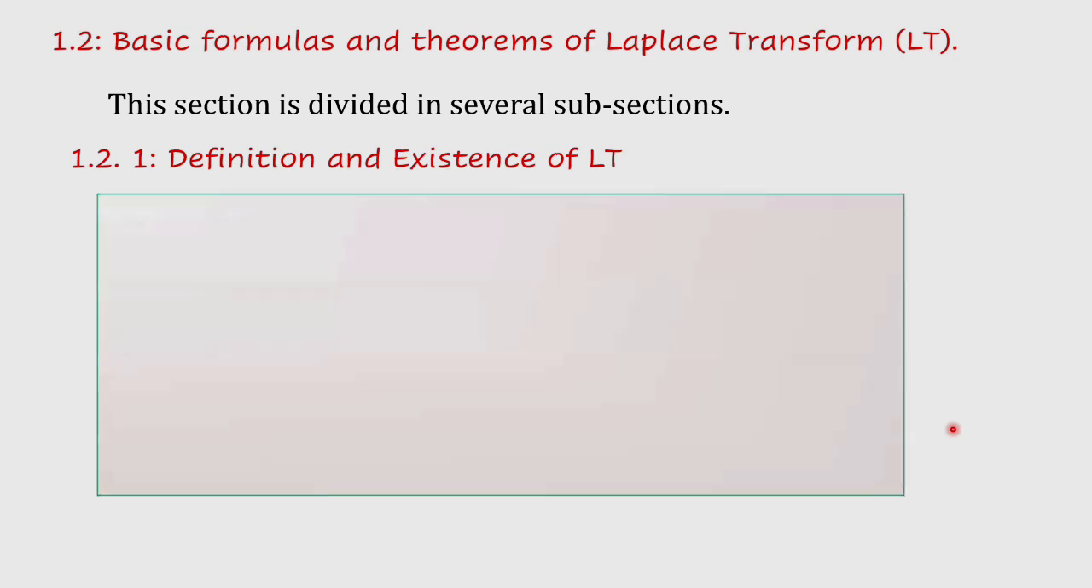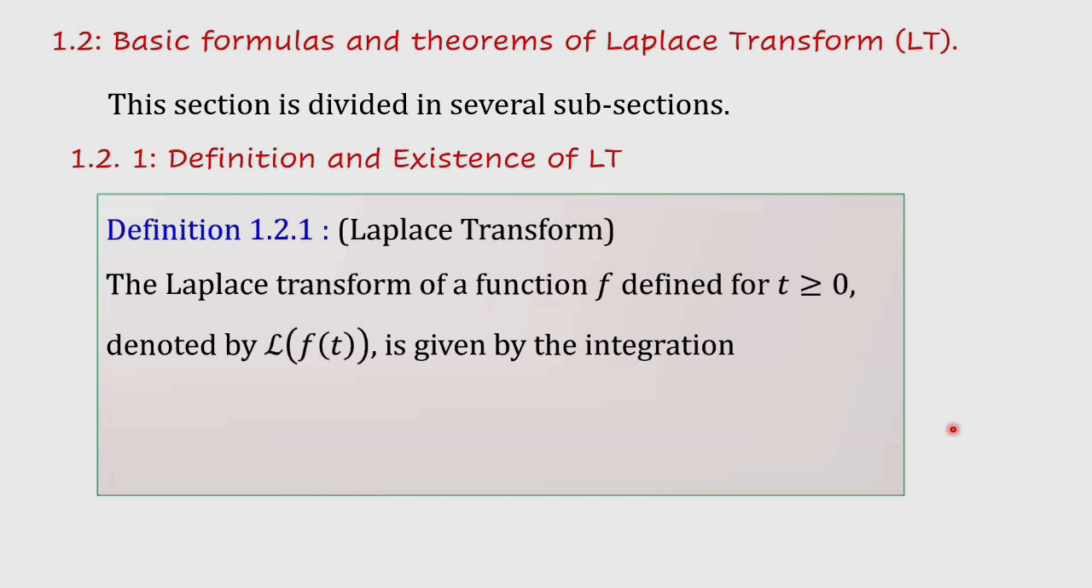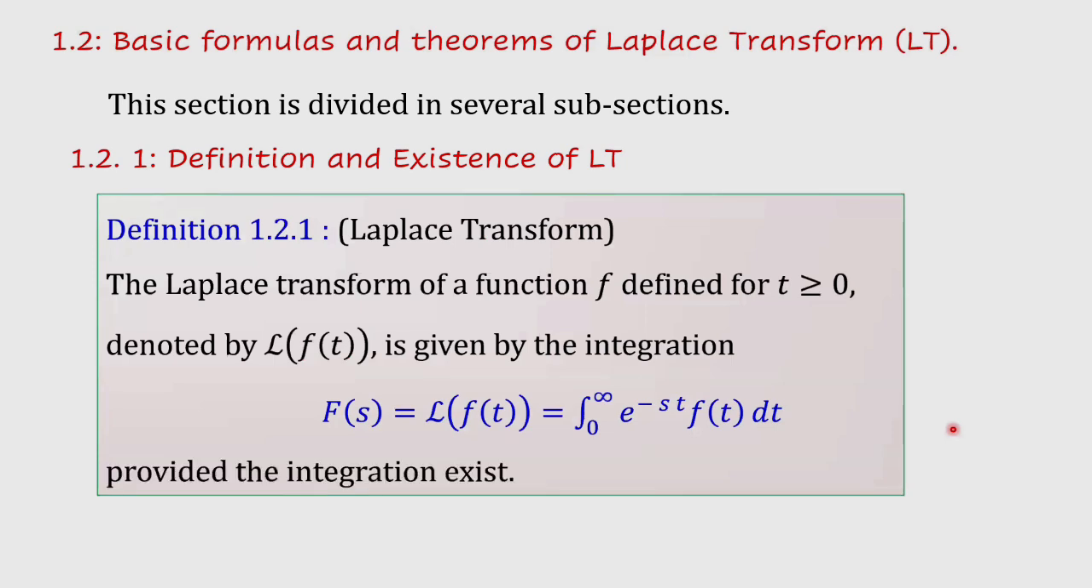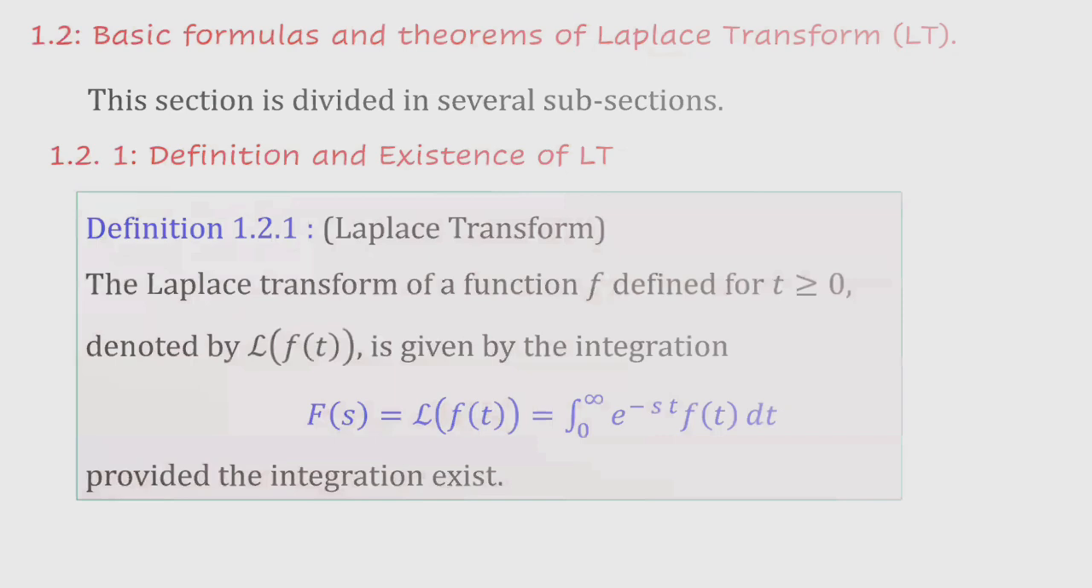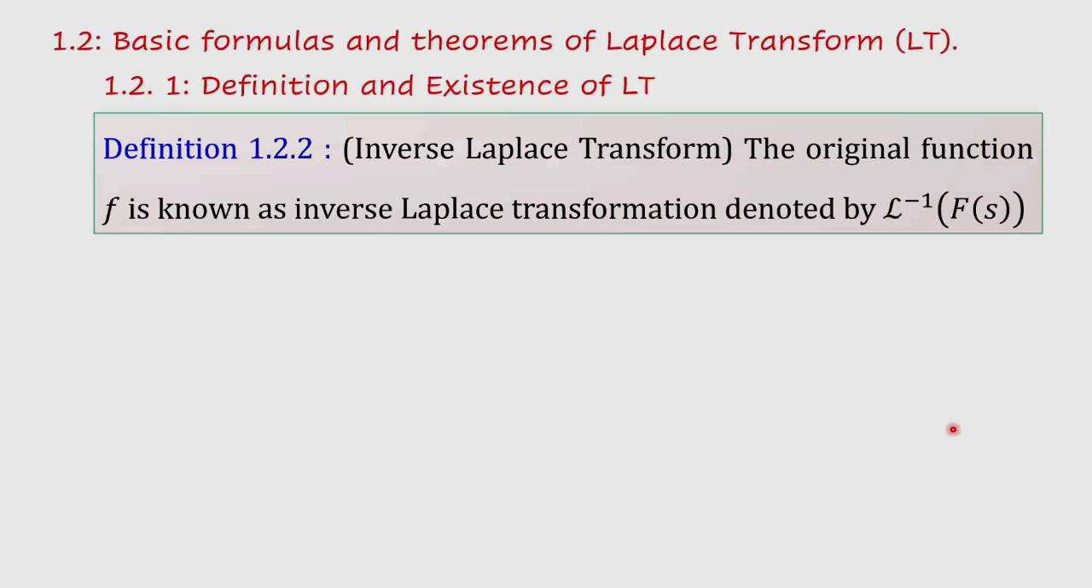First we define what the Laplace transform is. The Laplace transform of a function f defined for t greater than or equal to 0, denoted by L{f(t)}, is given by F(s) equal to the integral from 0 to infinity of e to the power minus st f(t) dt, provided the integration exists. Now we have the inverse Laplace transform. The original function f is known as the inverse Laplace transform, denoted by L inverse of F(s).